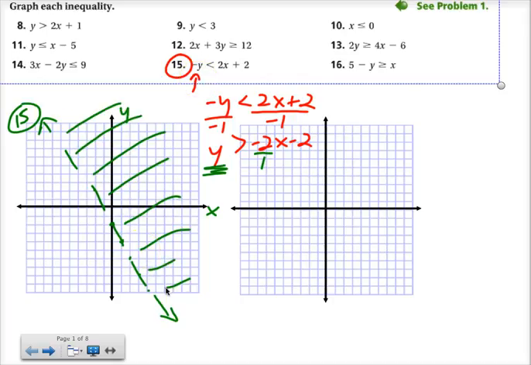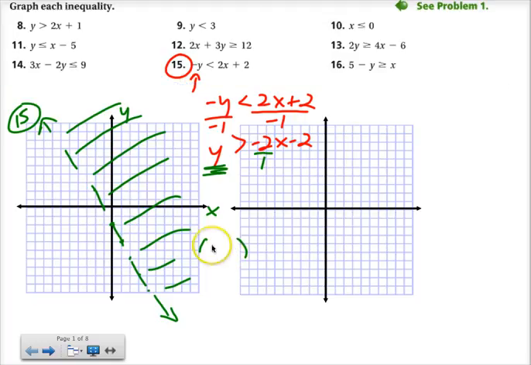And you can always test that. I noticed that my shading there covers the point 0, 0, which is really nice to work with. So I put 0 in for x and for y, and I will get this. And this will say 0 is greater than -2, which it absolutely is. So I know that's correct. There's kind of a way to check and make sure that we've got our solving right and things worked out like they're supposed to. Obviously, that's not telling you that everything you did is right, but it's a way to check that you have your shading correct.